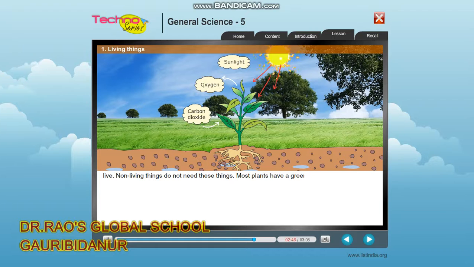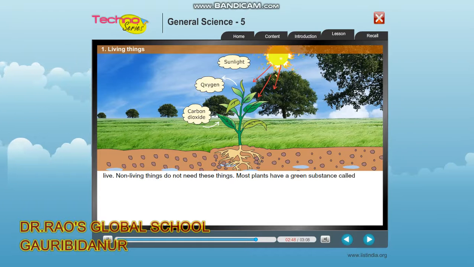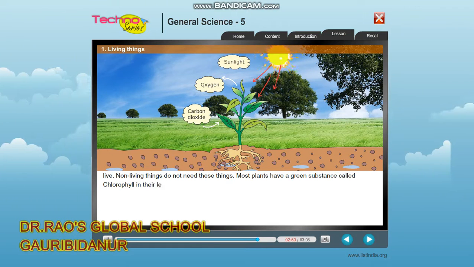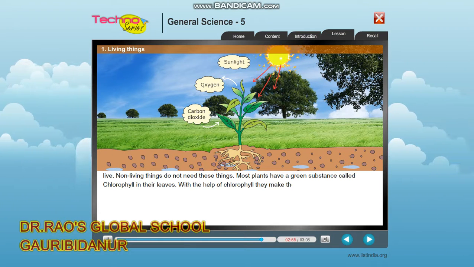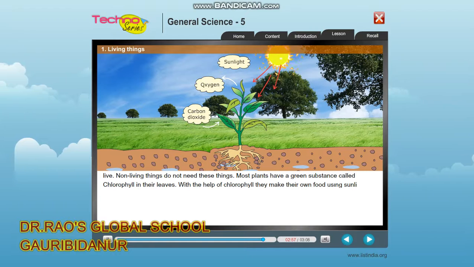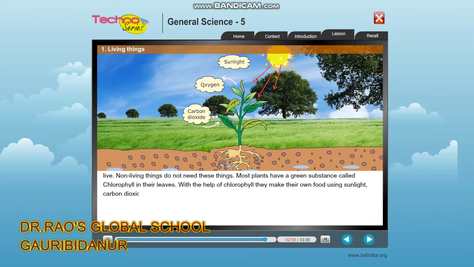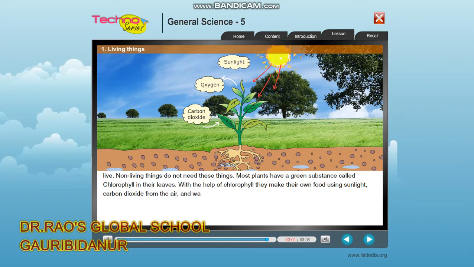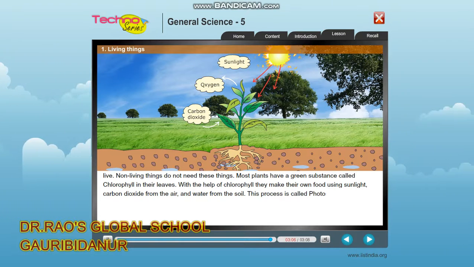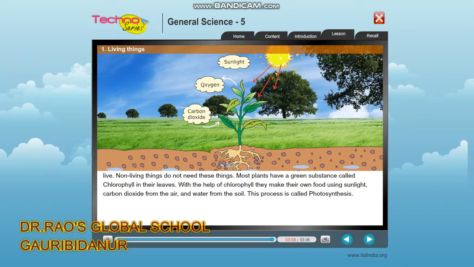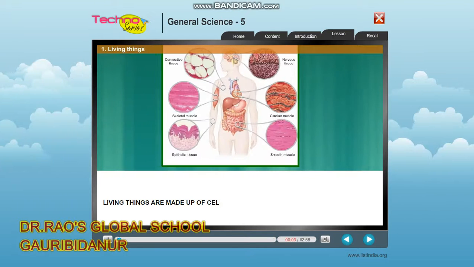Most plants have a green substance called chlorophyll in their leaves. With the help of chlorophyll, they make their own food using sunlight, carbon dioxide from the air, and water from the soil. This process is called photosynthesis.